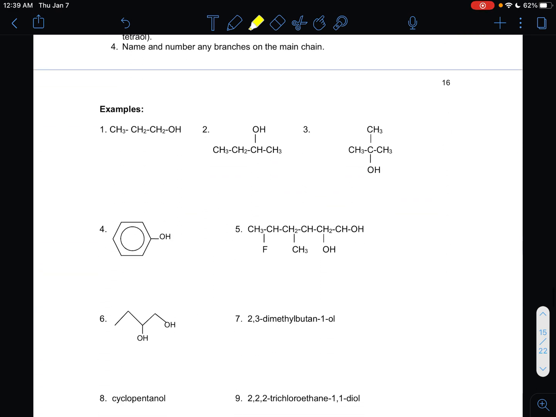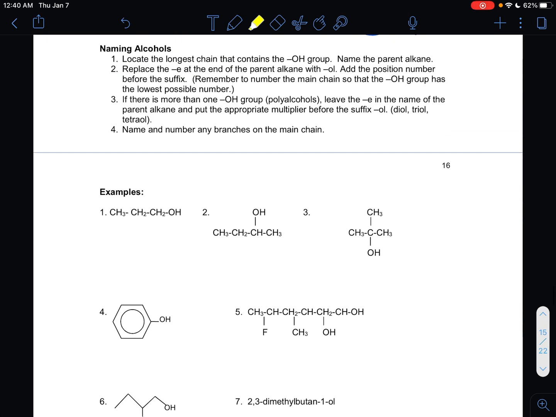All right, let's go through examples of how to name these. What happens here is that you basically use the ending -ol, and then you figure out your parent chain, and we're going to do that here. So our parent chain is 3 carbons long, right here. We know that that's propane, right? And so what happens here is that we drop the E and then we change it to an -ol. So this would be propanol.